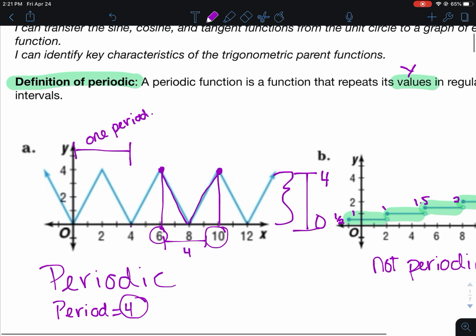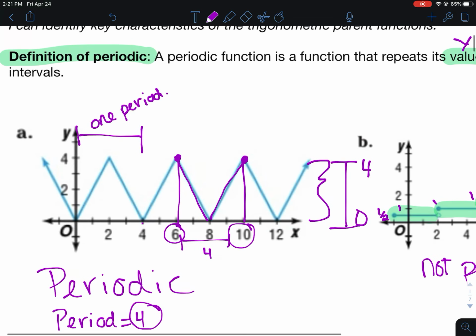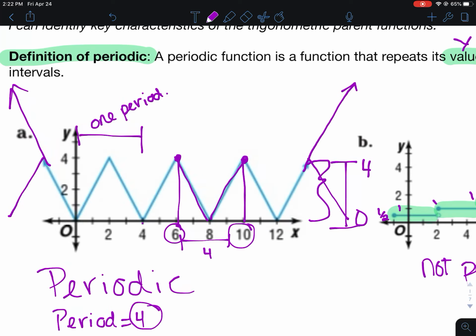And some people always have questions, as I should mention too, about the arrows at the end of periodic functions. Even though this arrow is pointed up, it doesn't mean it goes up forever in that direction. It's telling us that it's going to show you enough of the pattern, and it assumes that it would just keep going with that same pattern. Okay, so it doesn't mean that it extends to infinity.